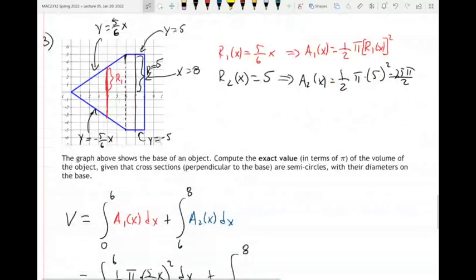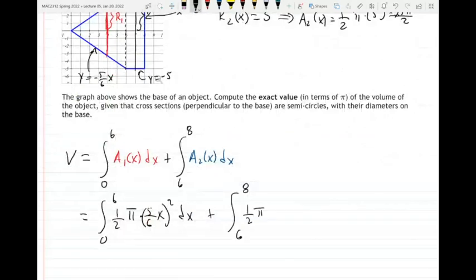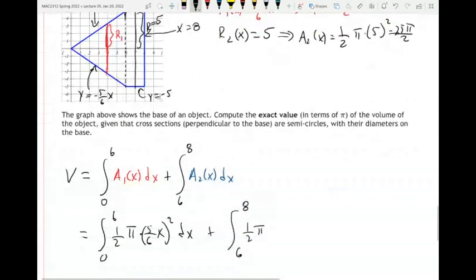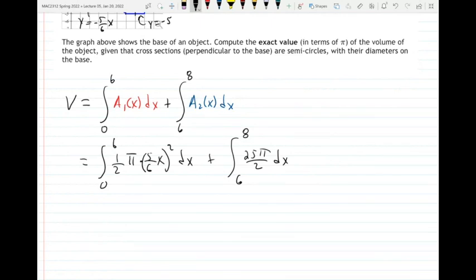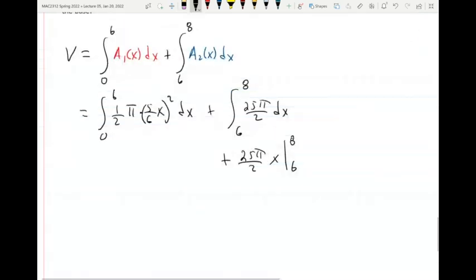And then we have 1/2 pi. That's 25 pi over 2. We found the formula there. 25 pi over 2 dx. This one is easy. That's just a constant. So we can calculate this by putting the constant out, and then you get x from 6 to 8, right?